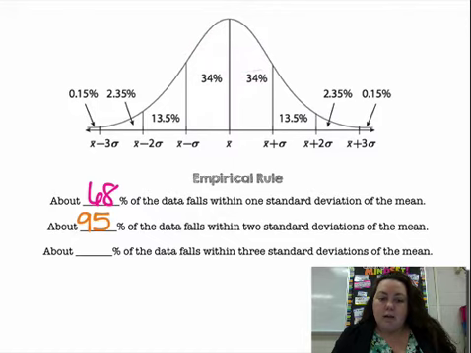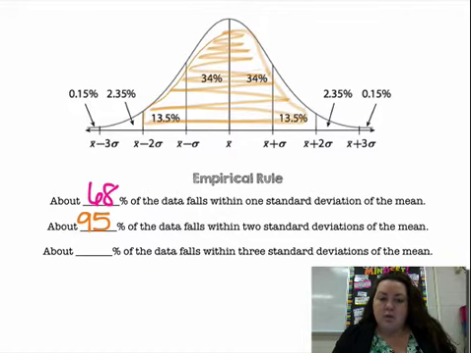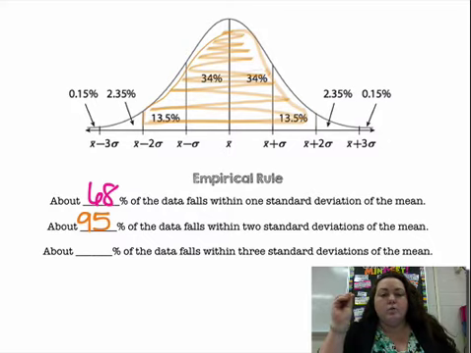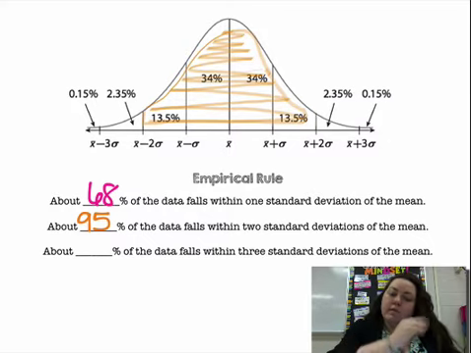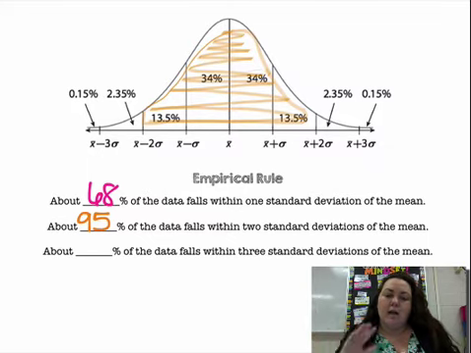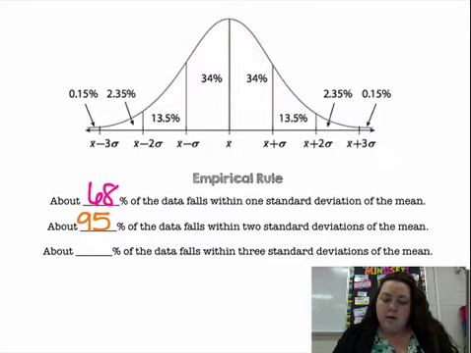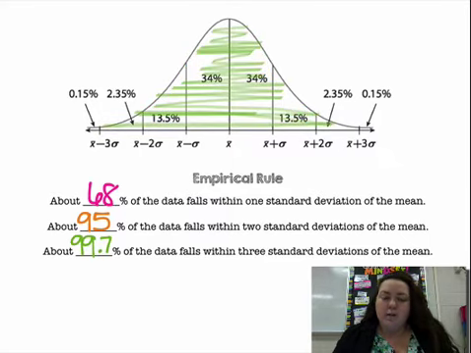Then 95% of my data falls within two standard deviations. So if I go from my mean over 2 to the right and over 2 to the left, within those two standard deviations, plus or minus the mean, 95% of my data will fall within that. And then 99.7% of my data will fall within 3 standard deviations of the mean. So if a value falls more than 3 standard deviations away from the mean, then we would definitely consider that an outlier.